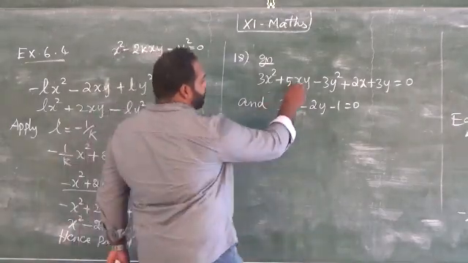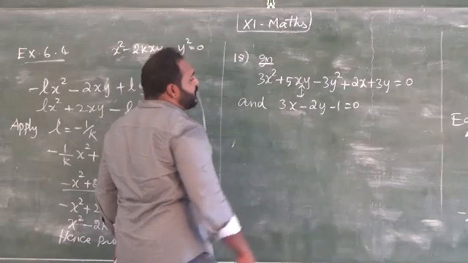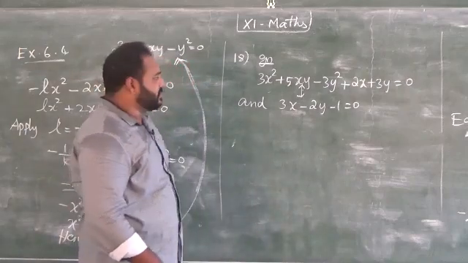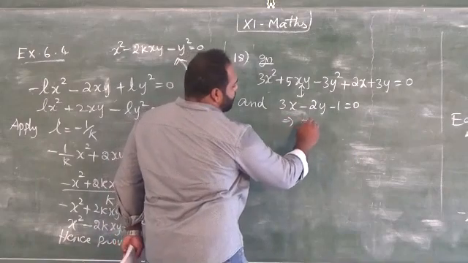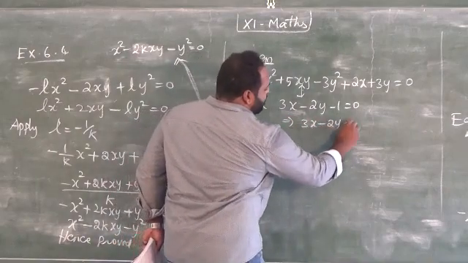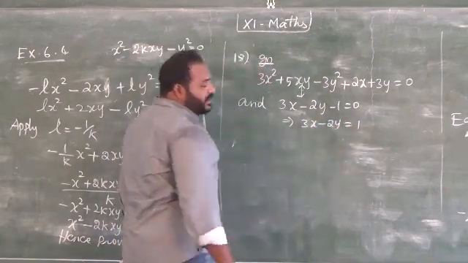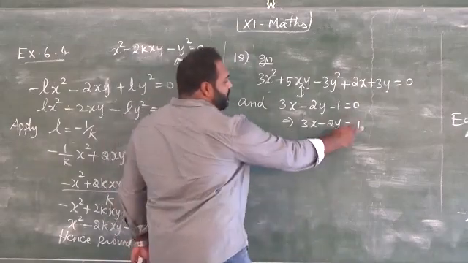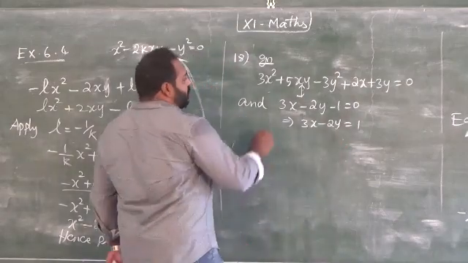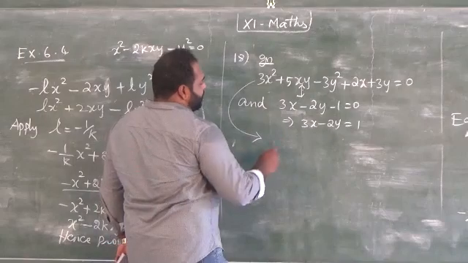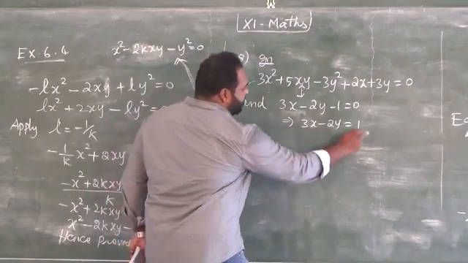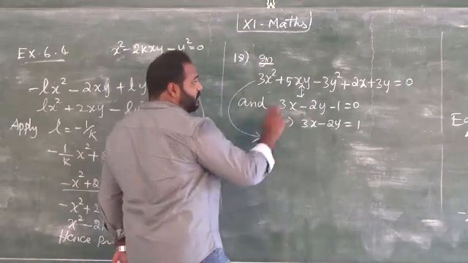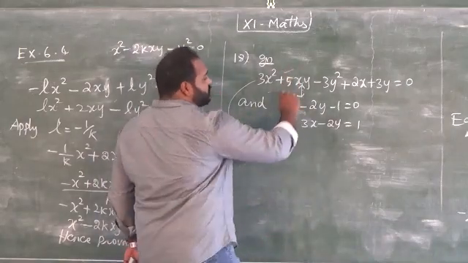Here we have given two equations. First I am going to merge these two equations, so I am going to find out the combined equation here. Here 3x minus 2y equal to 1; minus 1 will be plus 1. First I am going to take this equation, and with this equation I am going to merge the other equation. I am going to find the combined equation for these two equations.